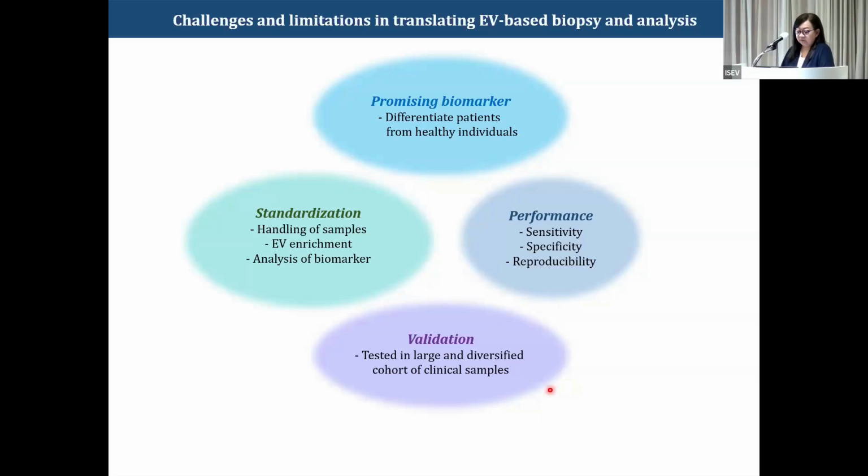And the analytic method used has to be highly sensitive and specific enough to analyze samples with limited amounts, and needs to be validated in a large and diversified cohort of clinical samples before really applying them in clinical settings. So that's all I would like to share today.